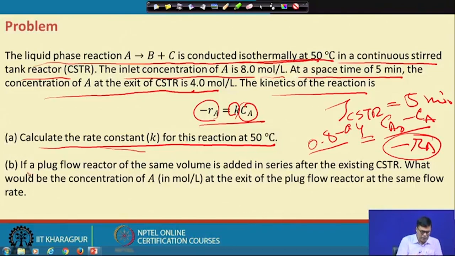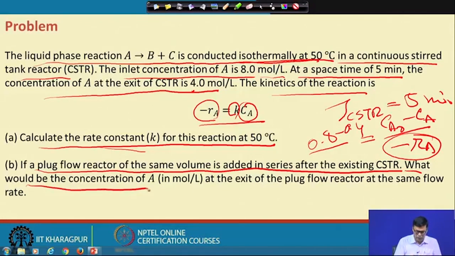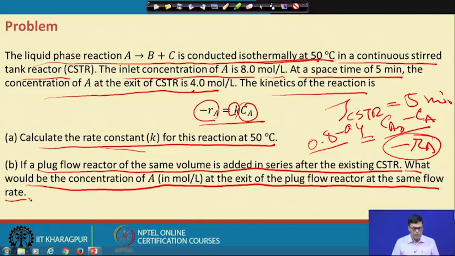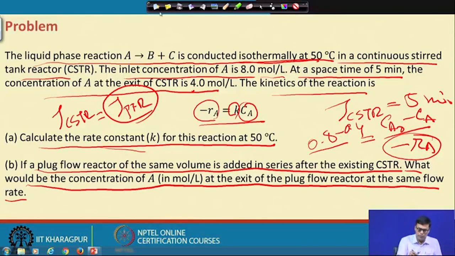Now, the next part is: if a plug flow reactor of the same volume is added in series after the existing CSTR, what will be the concentration of A at the exit of the plug flow reactor? Here I want to state only one thing: since it is connected with the same volume and same flow rate, I can assume tau CSTR is equal to tau plug flow reactor. So, we only have to find out, in that situation, the concentration of the substrate at the exit stream from the plug flow reactor. This is the problem.